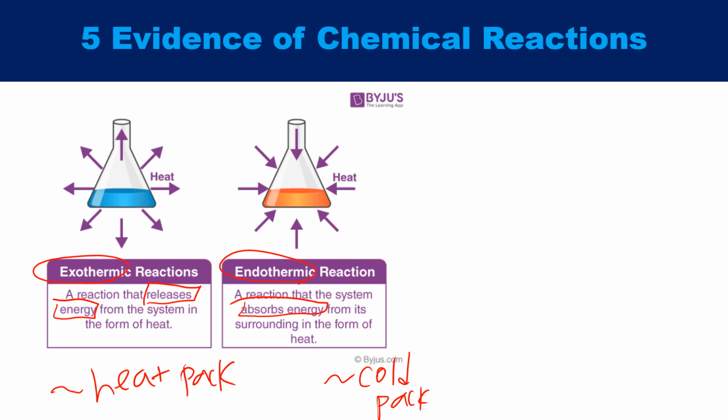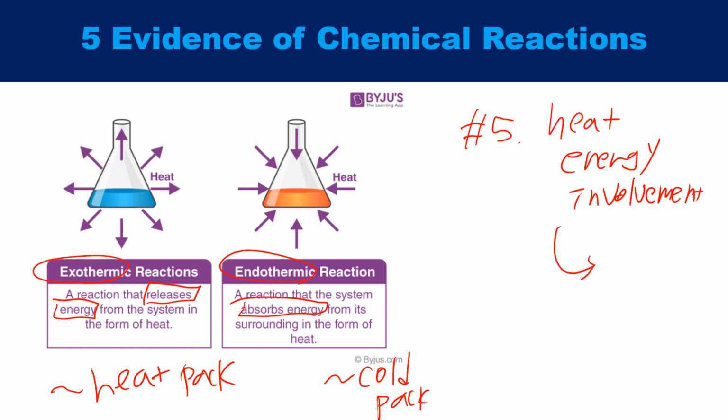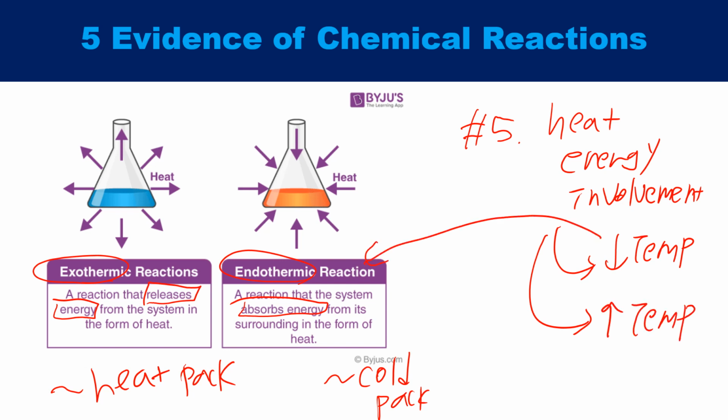Either way, a chemical reaction either involves heat as a means of energy to proceed, or it produces heat as a result of the chemical reaction. So the fifth one I like to say is involvement of heat energy. And there are two scenarios, like I said: either drop the temperature, which is known as endothermic, or raise the temperature, which is known as exothermic. And we can measure that temperature change using a thermometer.